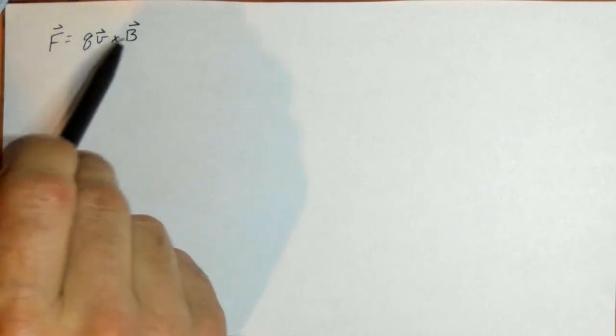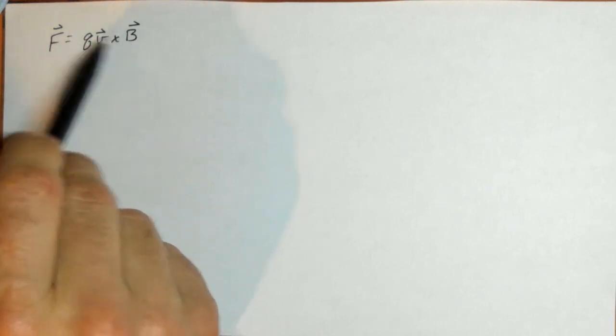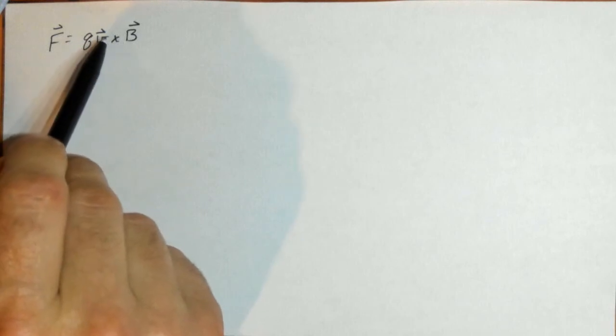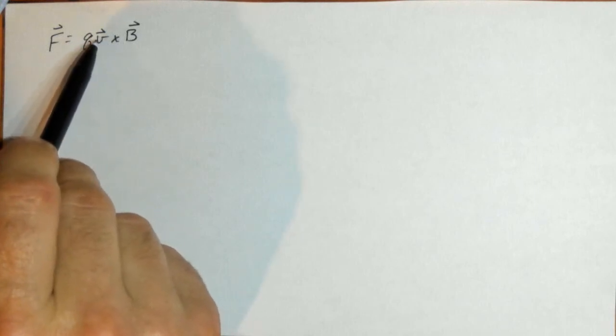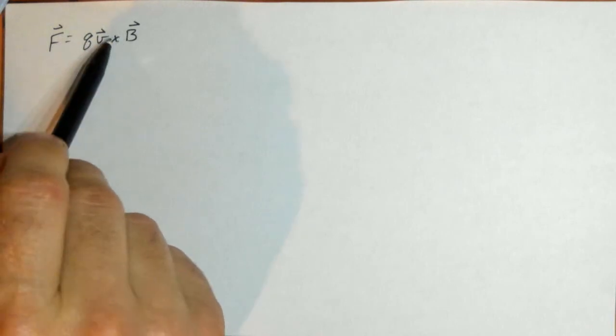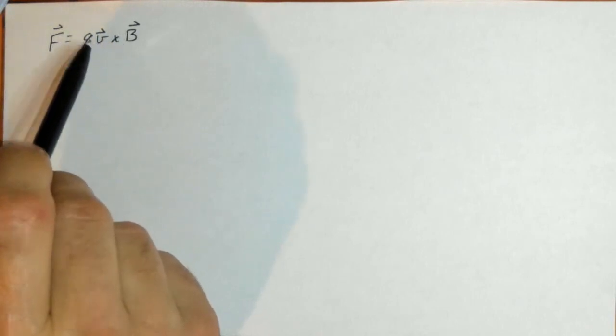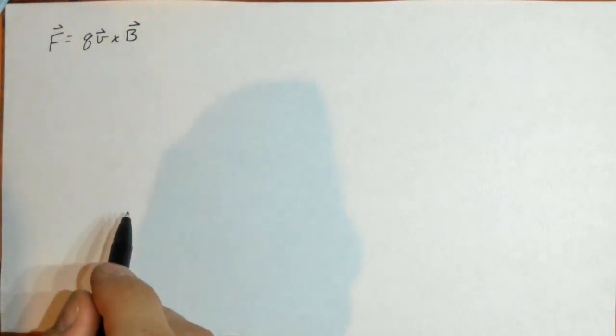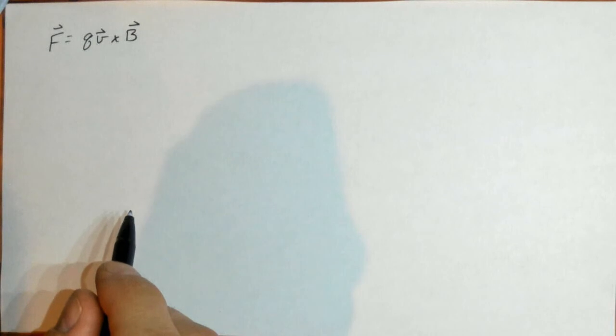All right, so this shows that a force can only happen if these have at least some amount of perpendicularity. If they're parallel to each other, then there's no force acting on this charge. And if they're perpendicular to each other, then the force is maximum. Well, that becomes very interesting if we are able to get the original situation to be perpendicular.